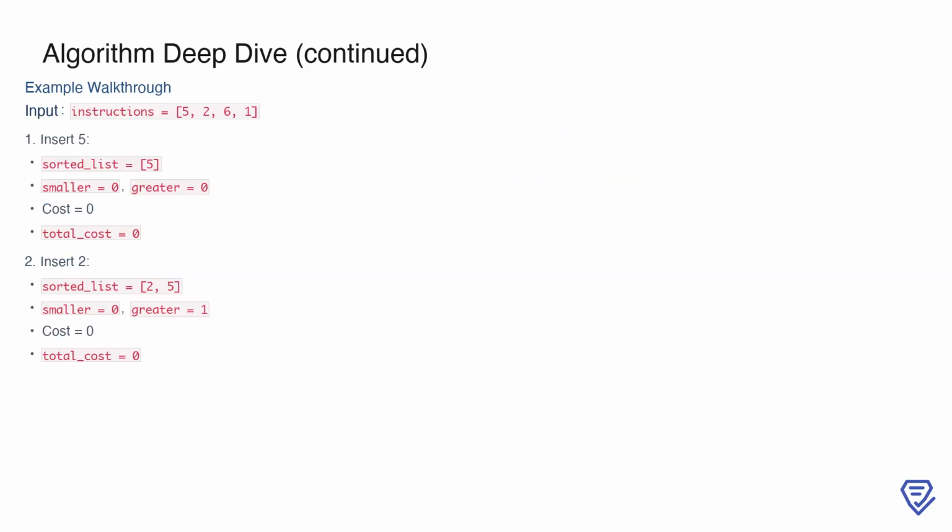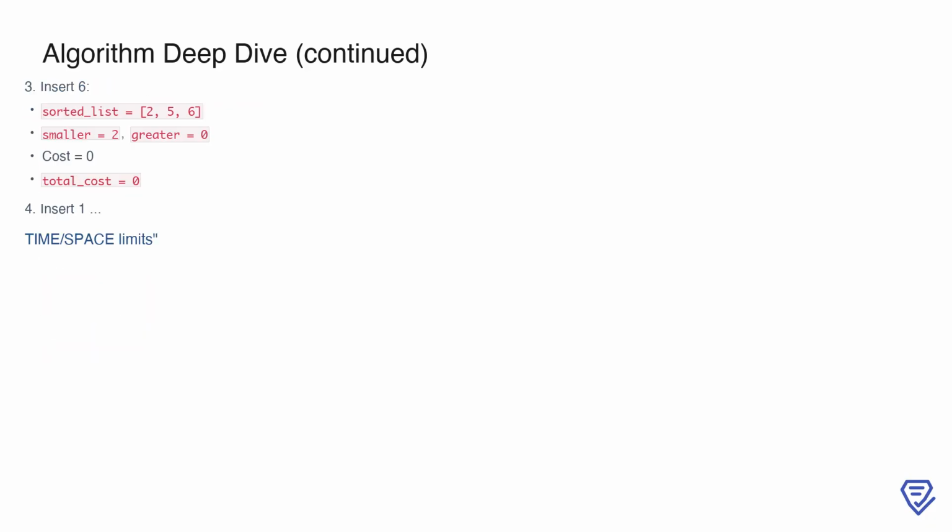To better understand the algorithm, let's go through an example with the input array instructions equals 5, 2, 6, 1. When we insert the first element, 5, the sorted_list becomes 5. Since there are no elements smaller or greater than 5, both smaller and greater are 0, resulting in an insertion cost of 0. The total_cost remains 0. Next, we insert 2. The updated sorted_list is 2, 5. For 2, there are no elements smaller, so smaller equals 0, and there is one element greater, so greater equals 1. The insertion cost for 2 is the minimum of these two values, which is 0. Again, the total_cost remains 0 after this step.